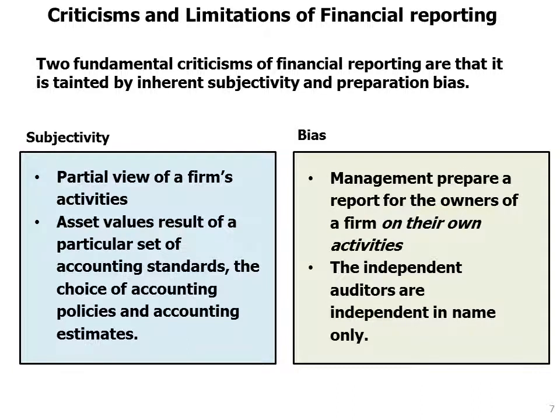And that they are inherently biased. Management are preparing a report for the owners on management's own activities. Self-interest is one of the most powerful biases that affects human behaviour. And the second criticism related to biases is that although the auditors are supposed to be independent, the auditors are independent in name only, and that self-interest bias there taints their behaviour and their actions.